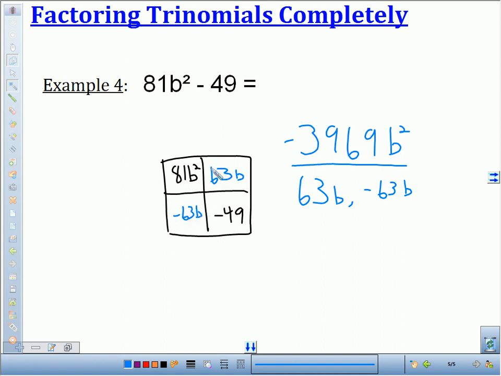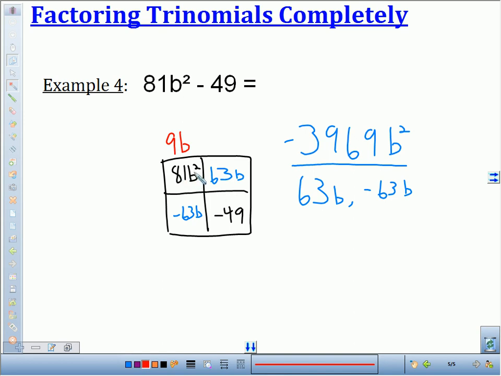So what you're seeing is that it is possible to do this method with really, really big numbers, because there are usually clues that you can work with, and there are usually ways to simplify it. Now, from here, process exactly the same as it has always been. I want the greatest common factor of 81b squared and negative 63b. And that happens to be 9b. Because 81 divided by 9 is 9. 63 divided by 9 is 7. So 9b is the greatest common factor.